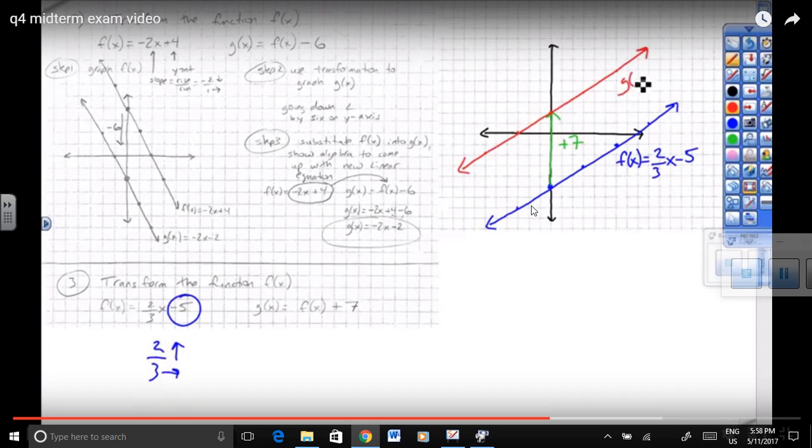To get full credit tomorrow, I want to see you substitute one function into the other to simplify it to get the equation of that second line. So f of x equals 2/3 x.